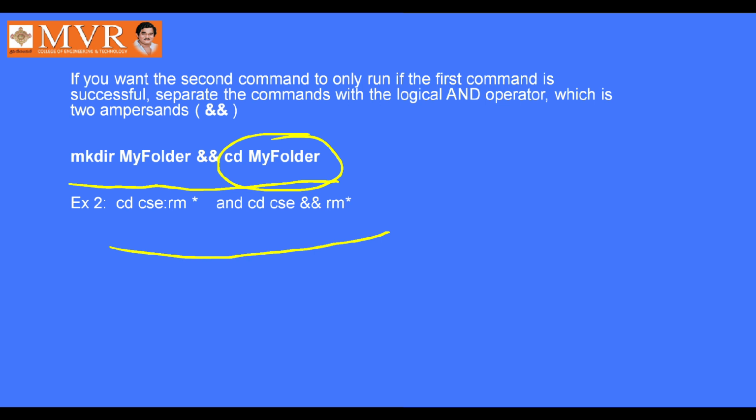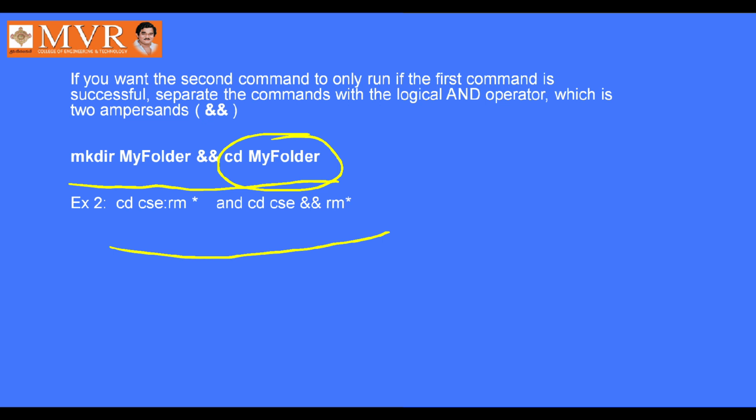So that's why we are giving the ampersand symbol here. So mkdir my folder and cd my folder. Whenever the my folder directory is created under your directory, then only you are able to change to the directory. So such type of cases you can use the logical AND operation.